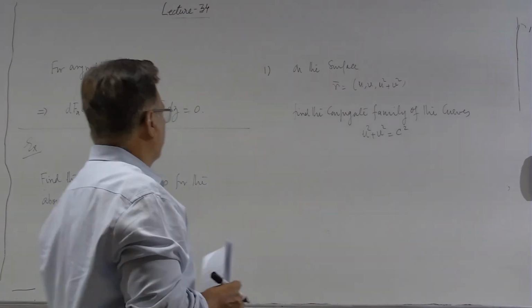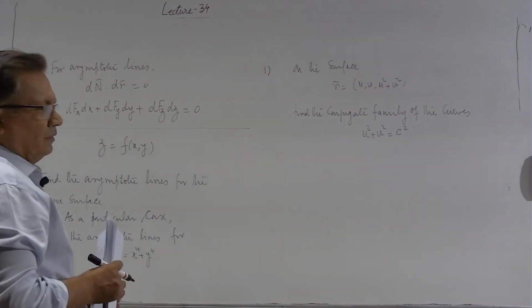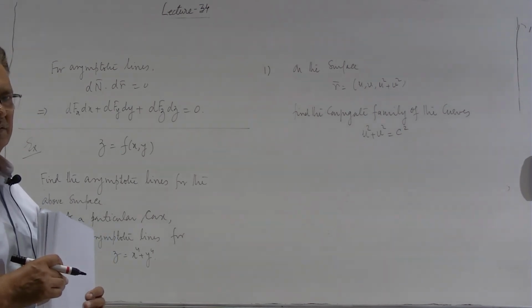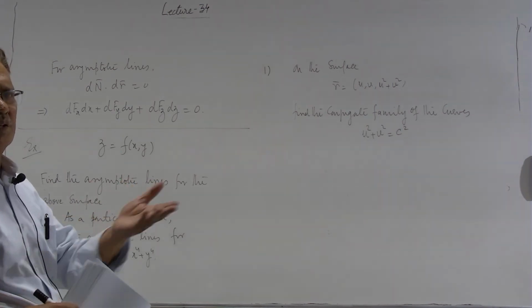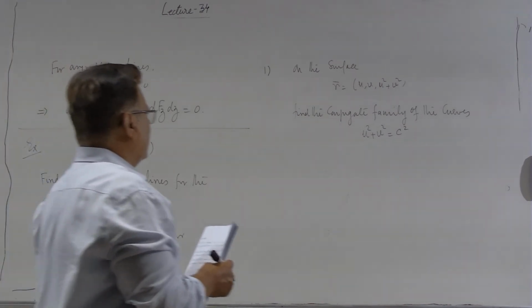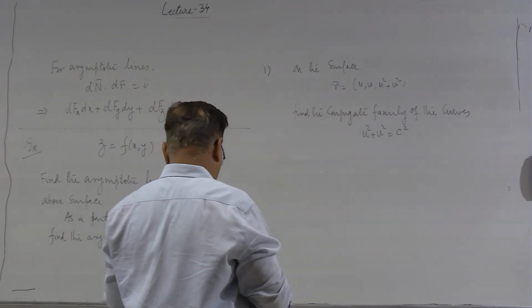Okay. So, we have to solve the dn dot delta r equal to 0 equation. Yes. Solve the equation and that will give you a conjugate family of curves. That is the only change and nothing else.